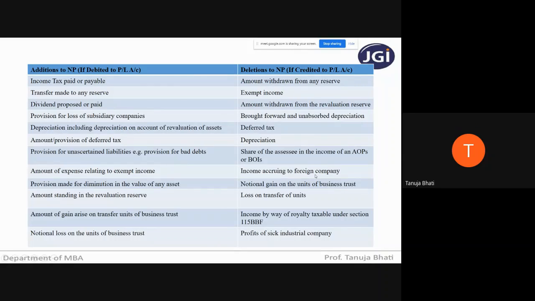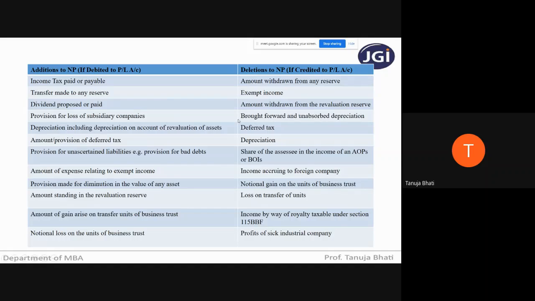Income accruing to a foreign company, you're going to reduce it. Notional gain on the units of business trust, loss on share of units, income by way of royalty, and profits of sick industrial company. So if all these are credited to the P&L account, please reduce it from the net profit. These are a fixed set of lists which you are supposed to add to the net profit or delete from the net profit, provided they are debited to the P&L account and credited to the P&L account respectively.